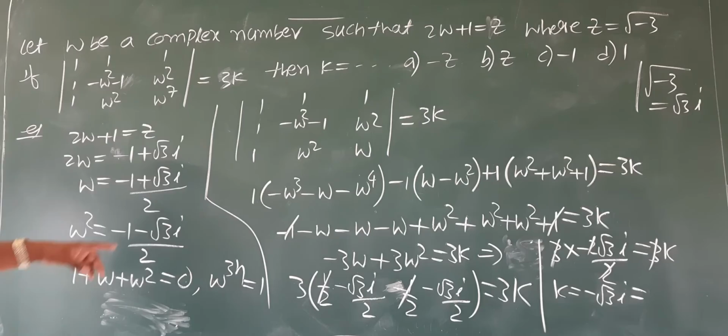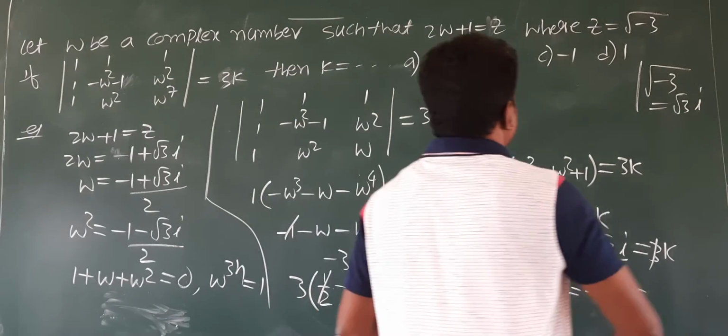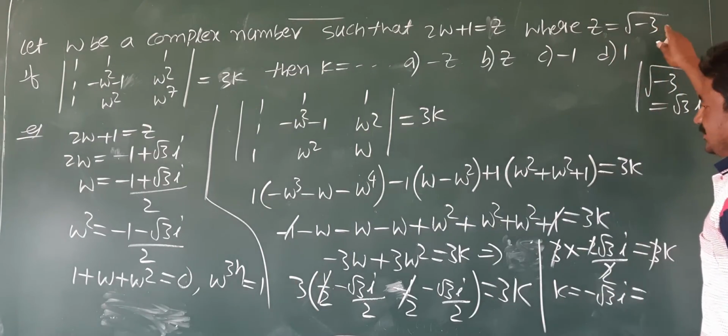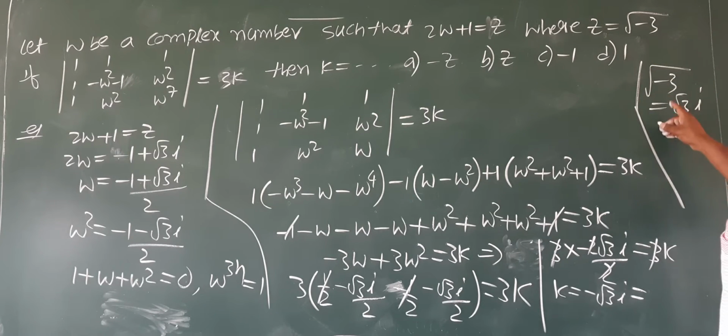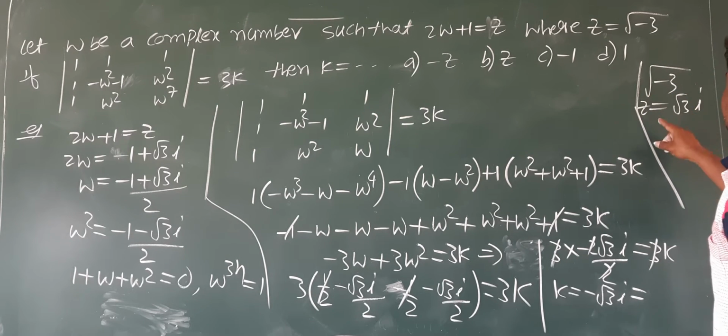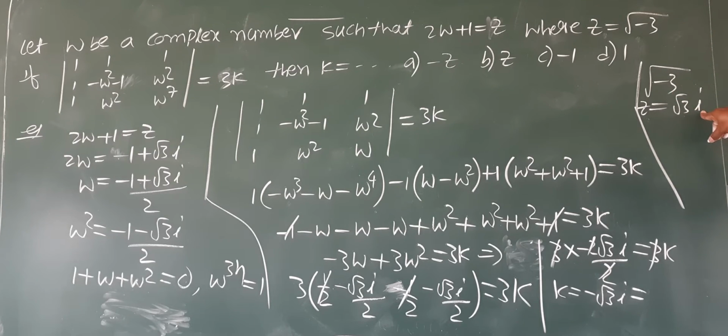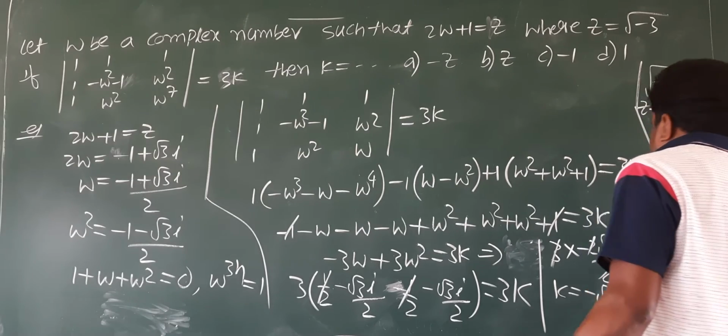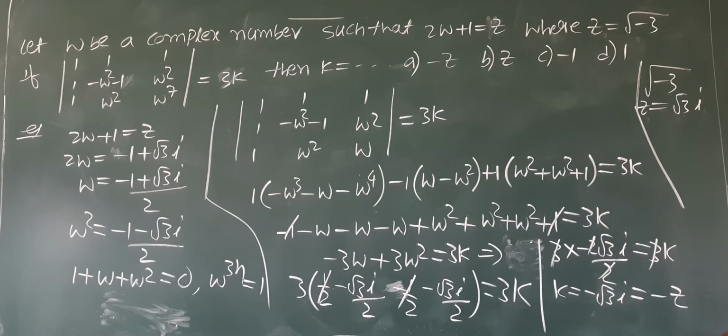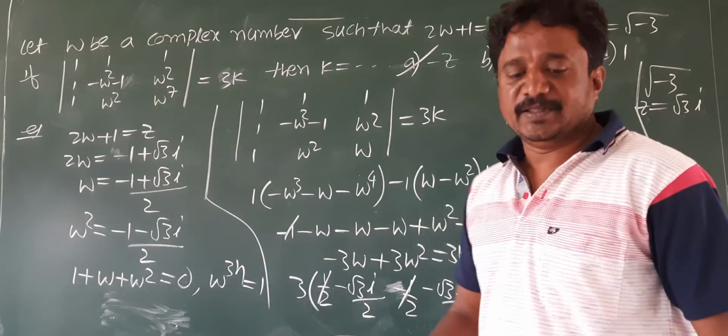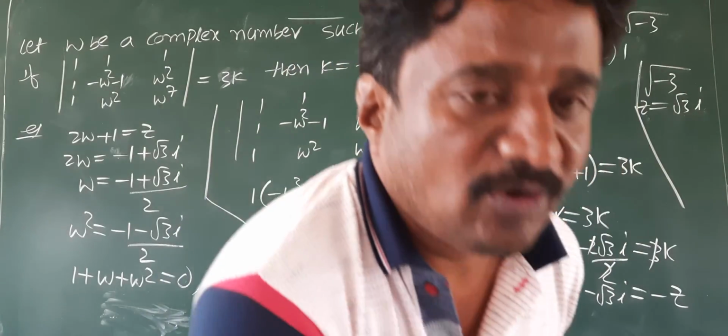Look at this, students. z is equal to root 3 i. What is z? z is equal to root 3 i. So minus root 3 i means minus z. Root 3 i means z, it is given in the question. Root 3 i is nothing but z. Minus root 3 i means minus z. Now tell me the option which is correct, students. Option A, correct.